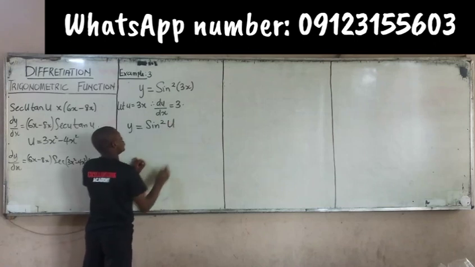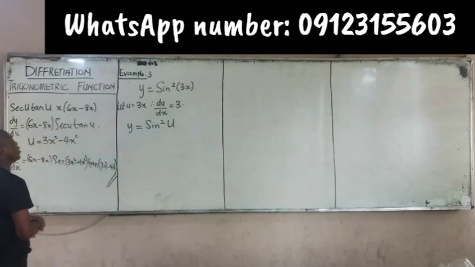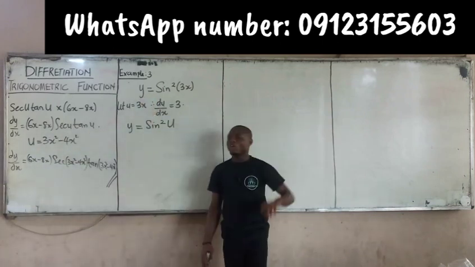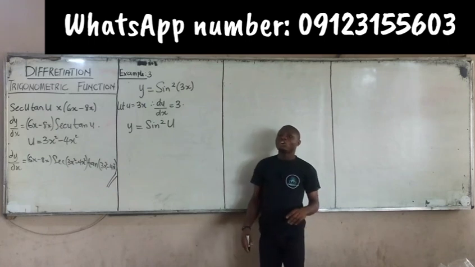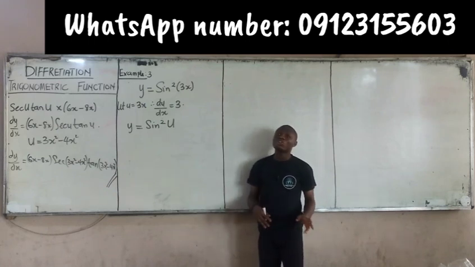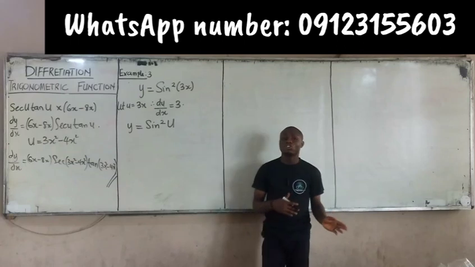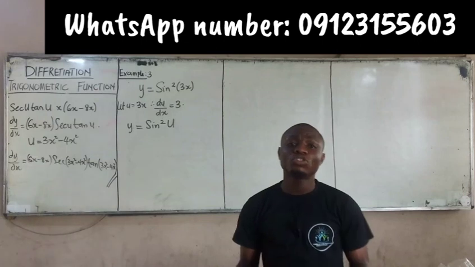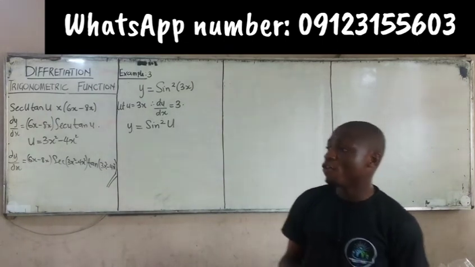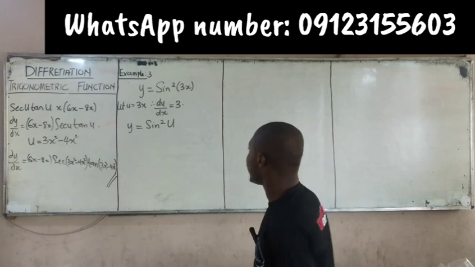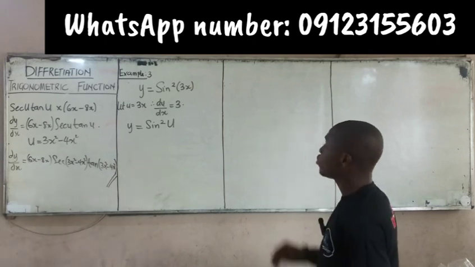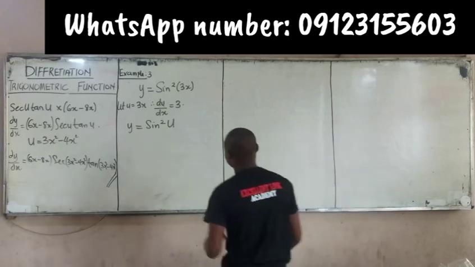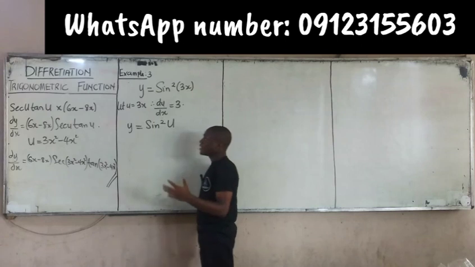Now listen. In our first class of calculus, we said that the chain rule is also called function of a function or function of several functions. So I'm going to apply the concept of function of several functions here. That is, I have y is equal to sine squared u. My task says simplify this.